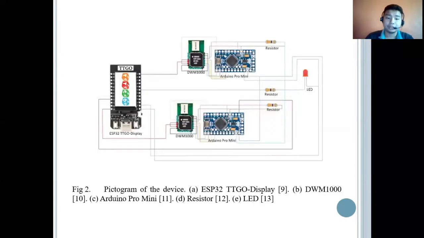This is the pictogram of the device: LCD, which is the ESP, and the DW, the sensor that sends the range from one device to the other device. We use the Arduino Pro Mini microcontroller because the device is small, so we need a microcontroller with a small size. Then the LED will light up if there are less than 1 meter.